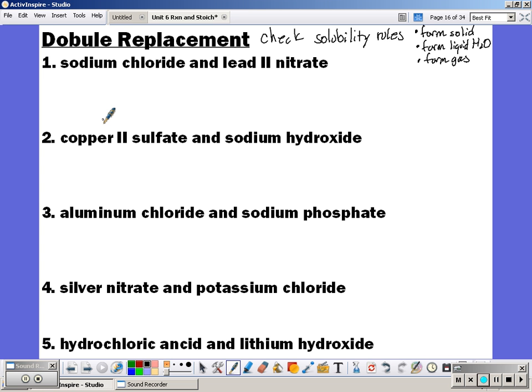So, sodium chloride. Sodium is Na plus 1. Chlorine is Cl minus 1. So we have NaCl, and it's a plus. Lead, Pb plus 2. Nitrate, NO3 minus 1. Pb(NO3)2.